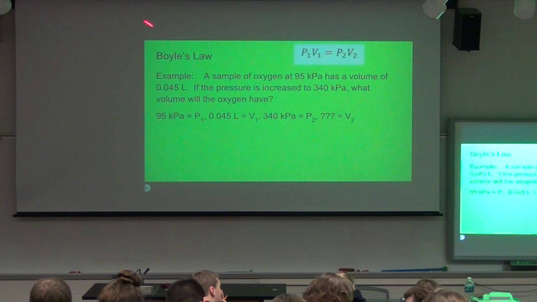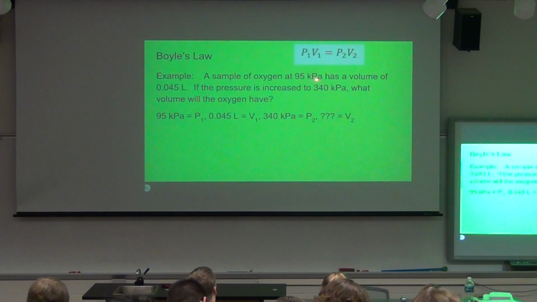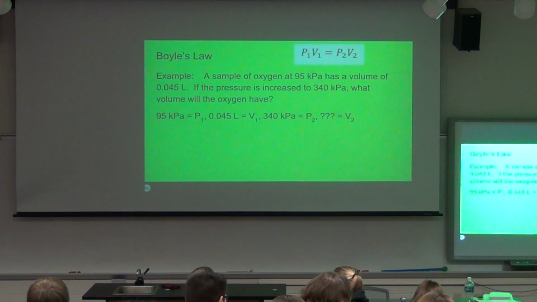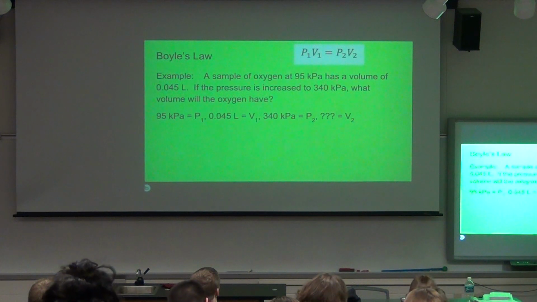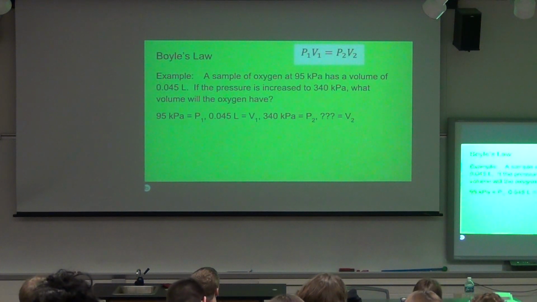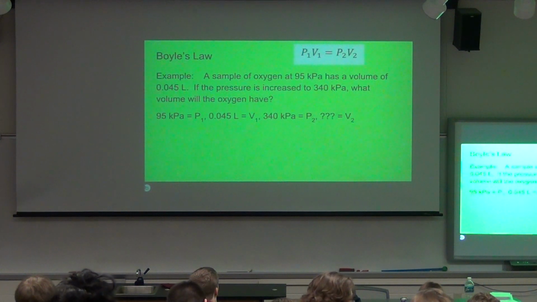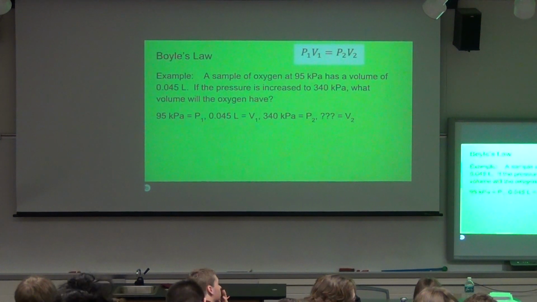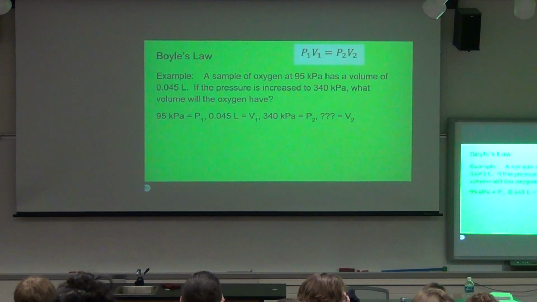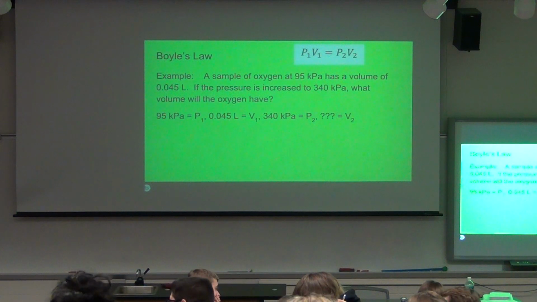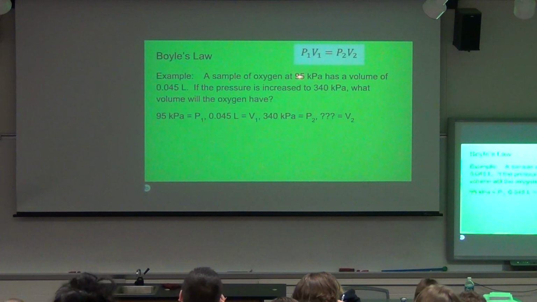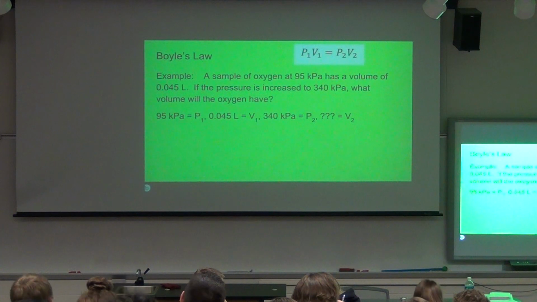In this situation, we've got a sample of oxygen at 95 kilopascal, so that's a pressure. So you need to start recognizing those units and what it is that they measure. It's got a volume of 0.045 liters. We increase the pressure to 340. What volume will the oxygen have? So we've got the equation. We can figure out what each one of those measurements is going to relate to, plug it into our equation and solve it.